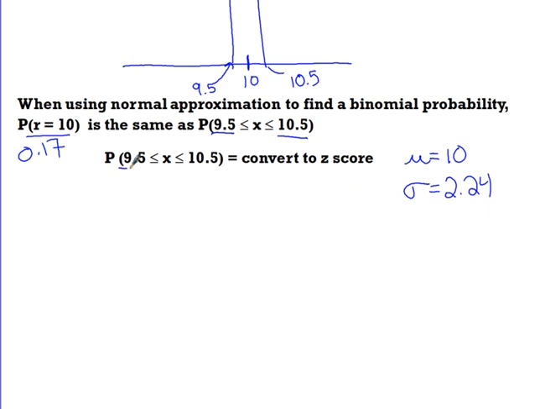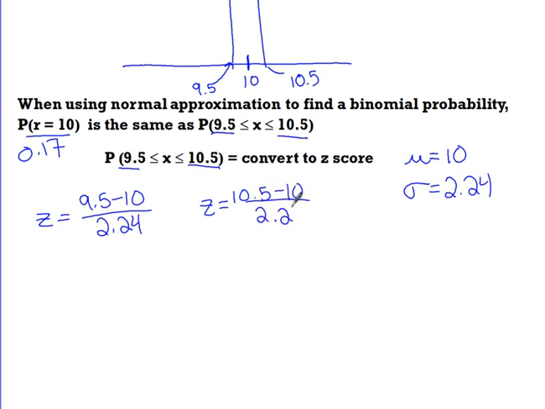And I'm going to come up with two z-scores. So z equals 9.5 minus 10 divided by 2.24. And z is going to be equal to 10.5 minus 10 divided by 2.24. So negative 0.5 divided by 2.24, I get a negative 0.22. Remember, you round these to the nearest hundredth spots. There's one z-score. 0.5 divided by 2.24, I'm going to get the same thing but positive.